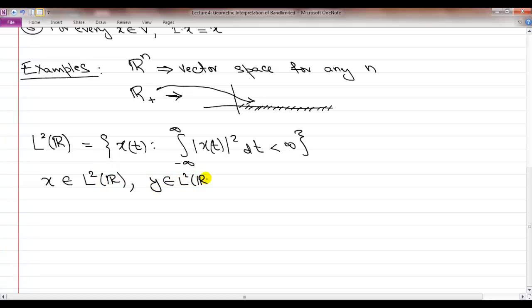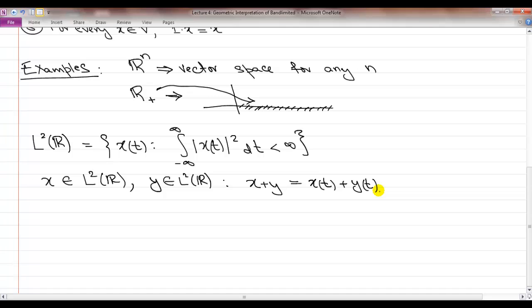So we have to, first of all, by the definition of vector space, define addition on this space. Well, addition is very simply defined: we can say x plus y is equal to simply x of t plus y of t. What does it mean to add two functions? You just add them at each value of t. That's the way to add two functions. How do you multiply a function with a scalar? You simply multiply the function value at t with that scalar.